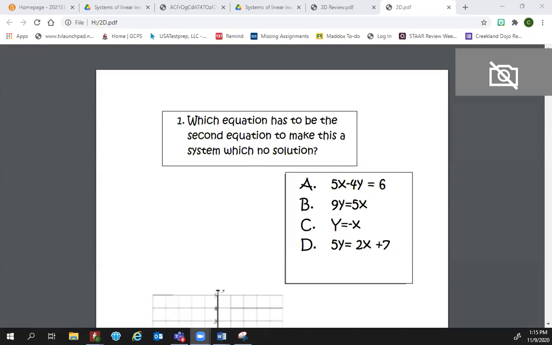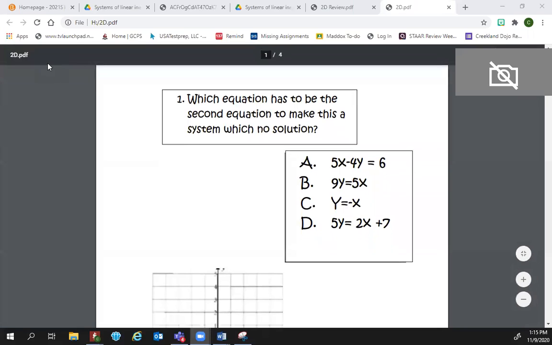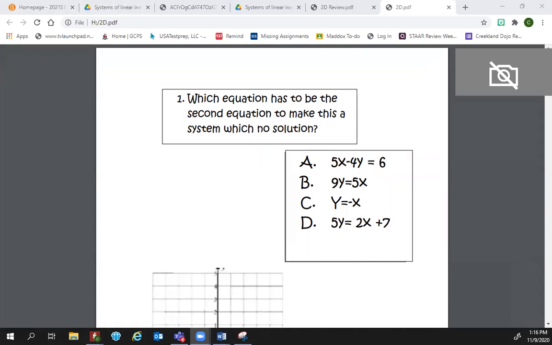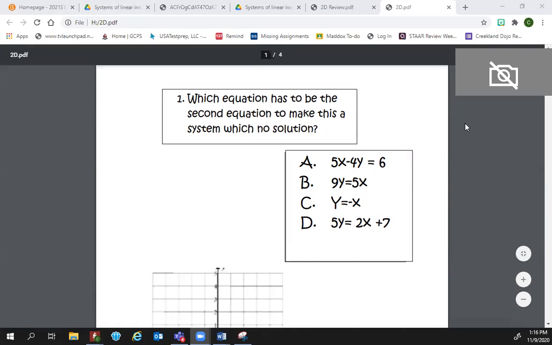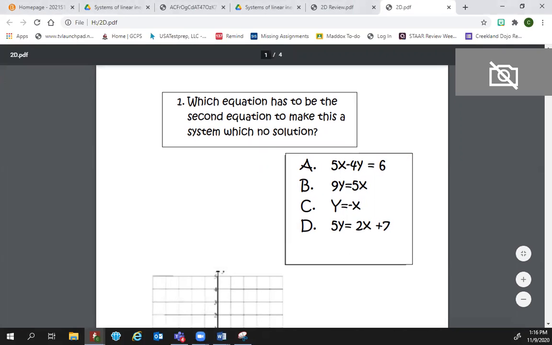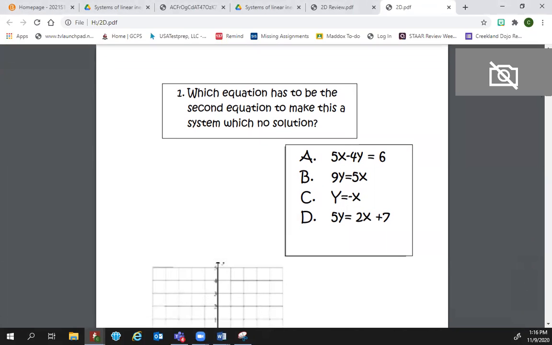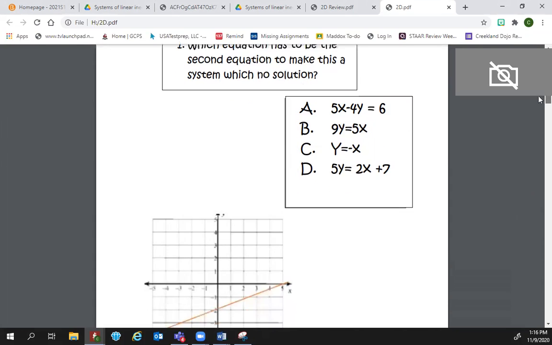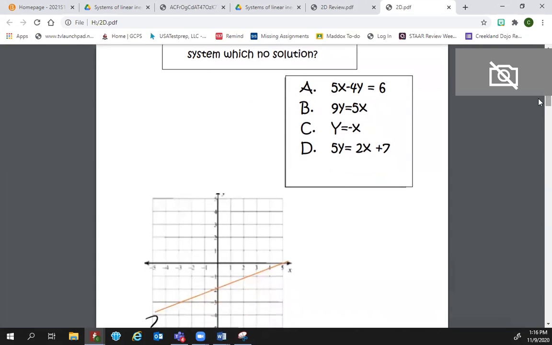You have your test over systems of equations and systems of inequalities tomorrow. We know that this is a system of equations and not inequalities because we don't see any inequality sign, right? We see no inequality signs. It says which equation has to be the second equation to make this a system with no solution. How do we know if something has no solution?